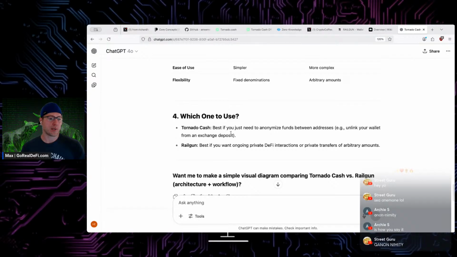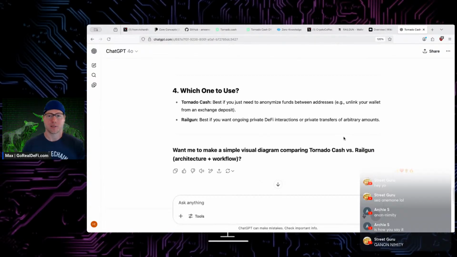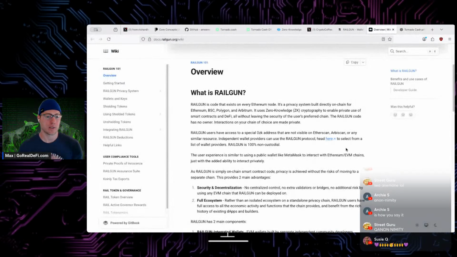So which one to use? Tornado Cash is best if you need to anonymize funds between addresses, so you can unlink your wallet from an exchange deposit, person to person, all that. Railgun is best if you want ongoing private DeFi interactions or private transfers of arbitrary amounts. So pretty cool there. Okay, so Railgun looks awesome as well.